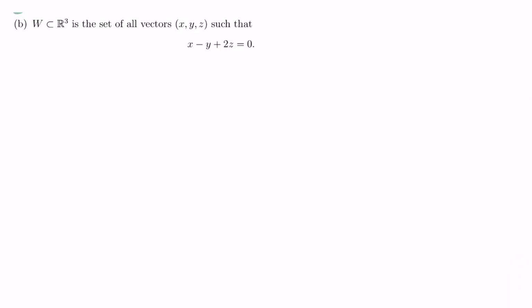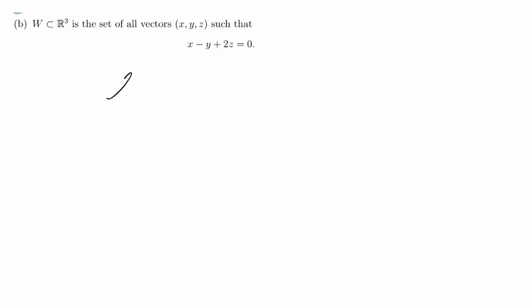It's going to be the set W, and W is the collection of all x, y, and z values that satisfy this equation. To solve this, we have to convert it into scalar form. I want to convert this in terms of its direction vectors, so I can see what the span of those vectors is.